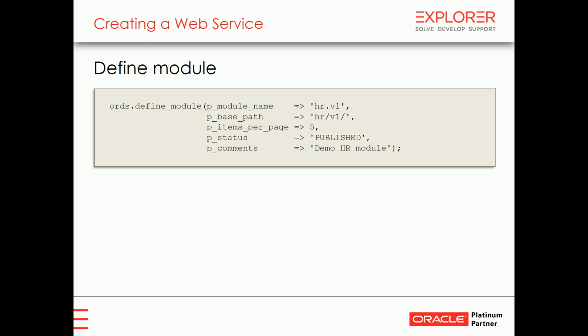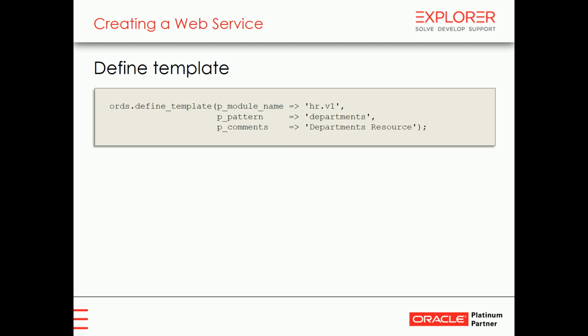Oracle automatically paginates SQL queries returned in JSON format. The default is 25. This can be overwritten or can be turned off by setting the value to 0. You can see in this example I've also included a comment. Any comments you include when defining modules, templates and handlers are all included in the ORDS metadata views. I'll talk more about these later on in the presentation.